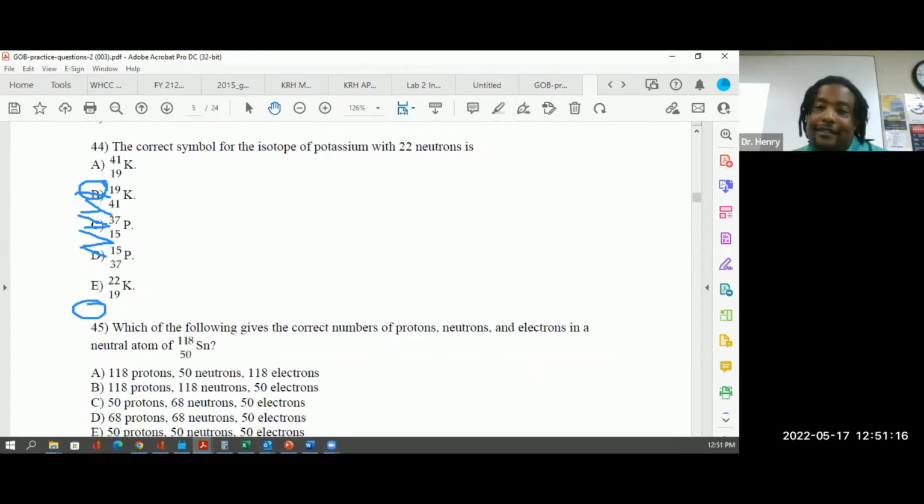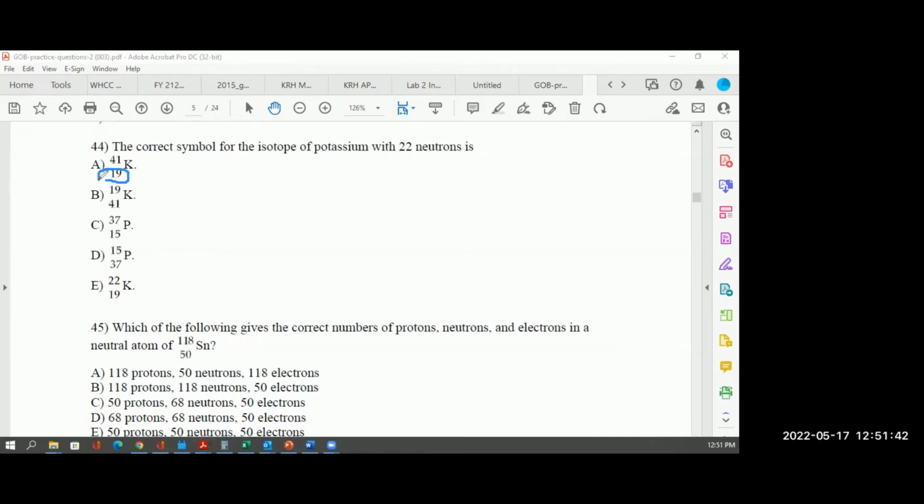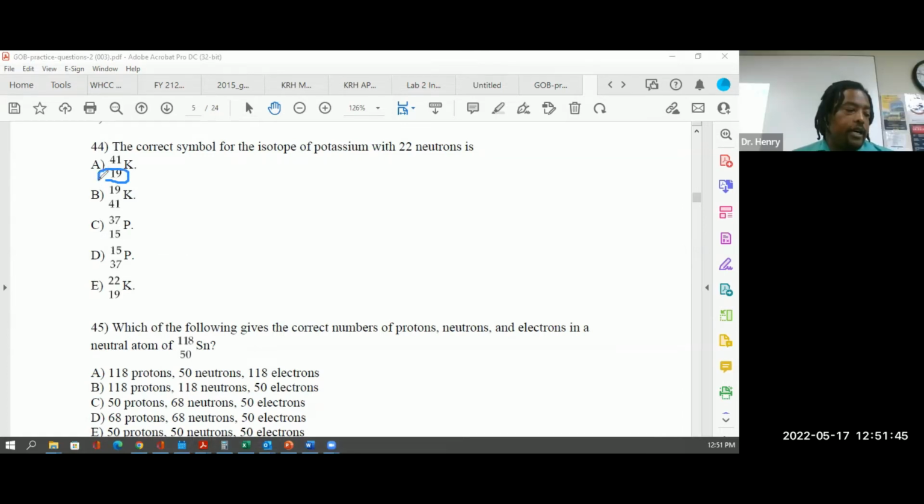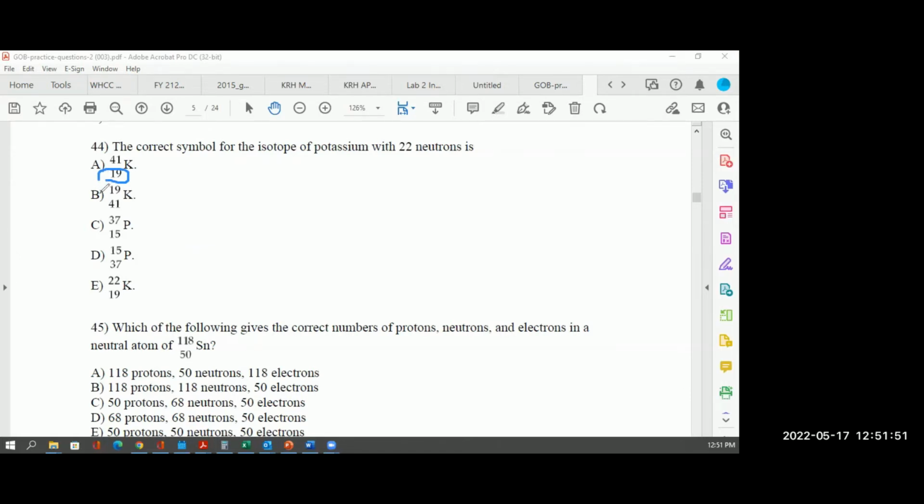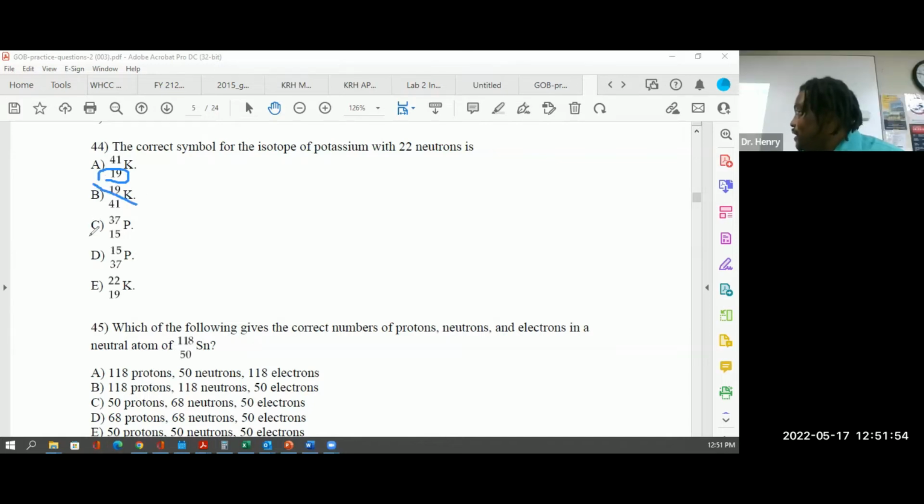Oh, this is fun. Nuclear chemistry, sort of. So the correct symbol for the isotope of potassium with 22 neutrons is... So what is this lower number? What should this lower number be down here? The atomic number, no? It should be the atomic number. So what is the atomic number of potassium? 19. So that means we can get rid of this one, we can get rid of this one, and we can get rid of this one.